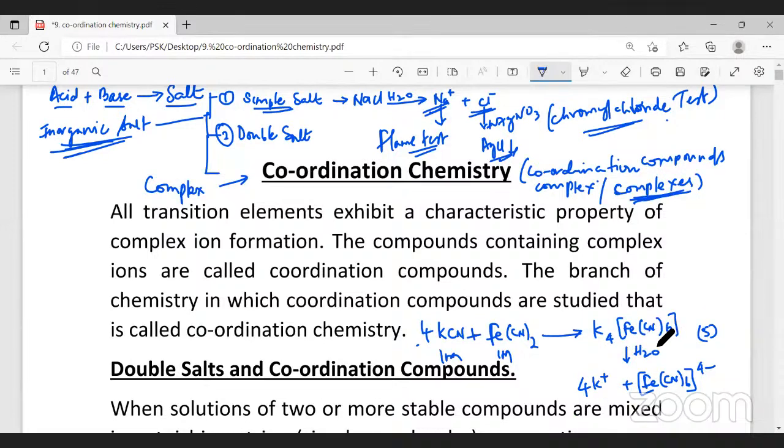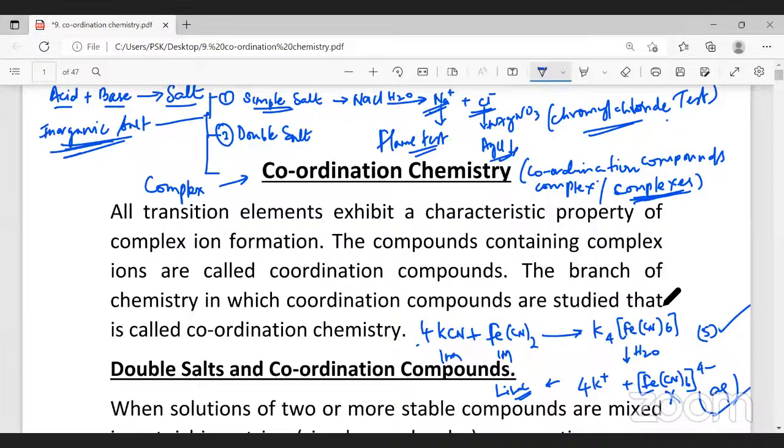Now, if I take this compound and perform a flame test, will I get lilac color for this? Yes, sir. So potassium is free. Therefore, it gives you lilac color. Will it answer the test for iron? Will it answer the test for cyanide? Are the cyanide ion and ferrous ions free? No, sir. So they will not give you the test for simple radicals. So coordination compounds maintain their identity in the solid state as well as in solution.